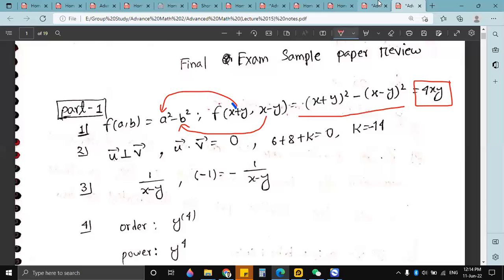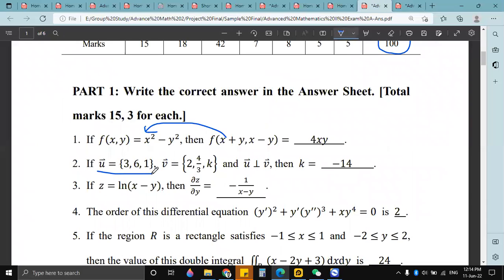And then the second question here is, if vector u equals (3, 6, 1), and vector v is equal to (4, 3, k), then u and v, if they are perpendicular, or orthogonal, then what is the value of k? So if two vectors are perpendicular, I mean their angle is 90 degrees, the angle between those two vectors is 90 degrees. So in that case their dot product will be 0. I mean u dot v will be 0.